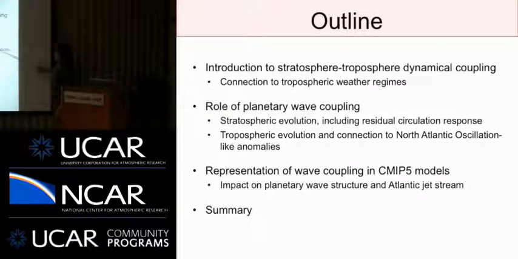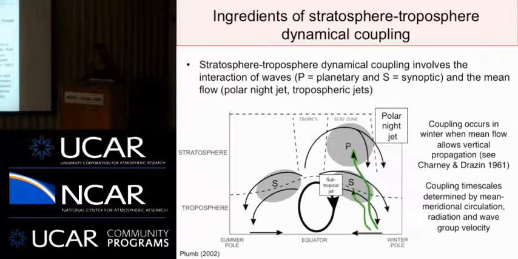And then here we'll be mostly focused on the reanalysis, and then I'll springboard off of that to show you how the results here can help us understand how the models are representing this process and how we can say something about how good their troposphere is based on a metric that we use in the stratosphere, including their planetary wave structure and the Atlantic jet structure. So the basic ingredients of the problem are waves and mean flows.